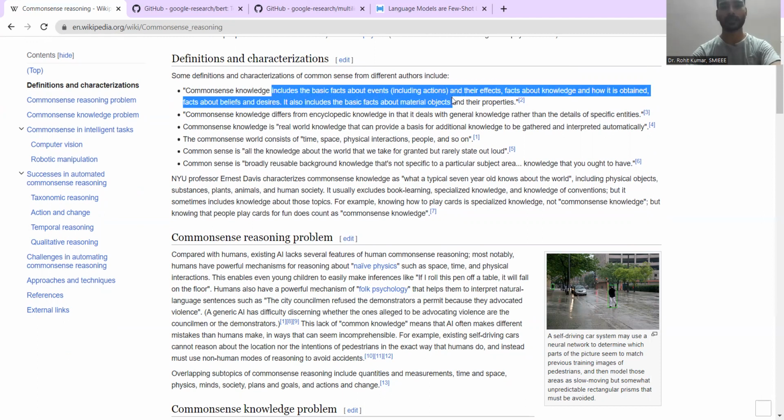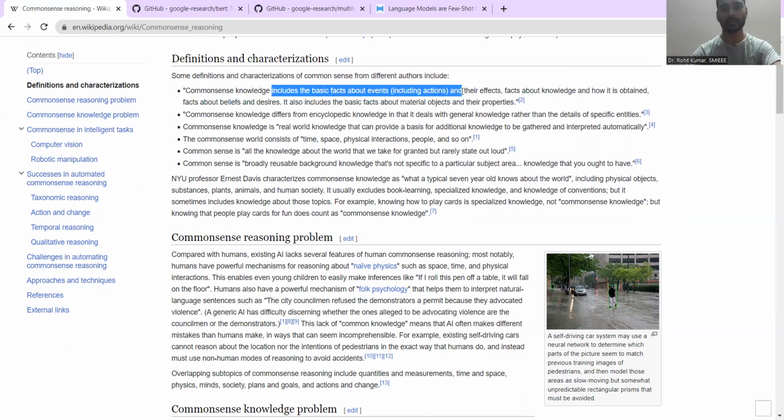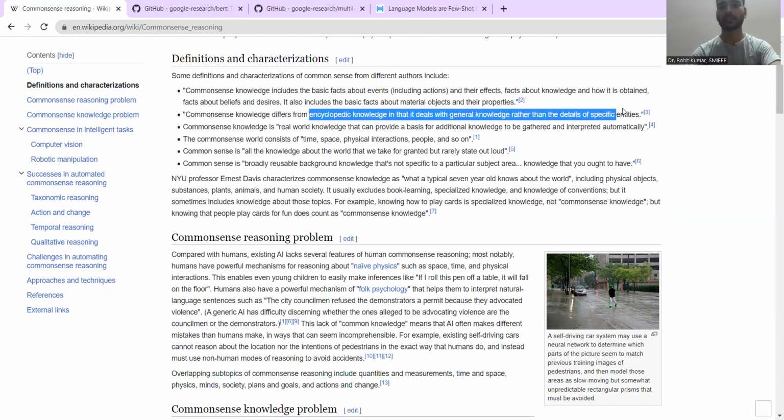And these are some of the related definitions and characteristics given by Wikipedia, where common sense knowledge includes the basic facts about events, and if there are events, respective actions will also be there, their respective effects, the kind of facts about the knowledge, and so on. Then common sense knowledge differs from encyclopedic knowledge in that it deals with general knowledge rather than the details of a specific entity. So hope you understand the difference, because common sense knowledge is a kind of essence of something.